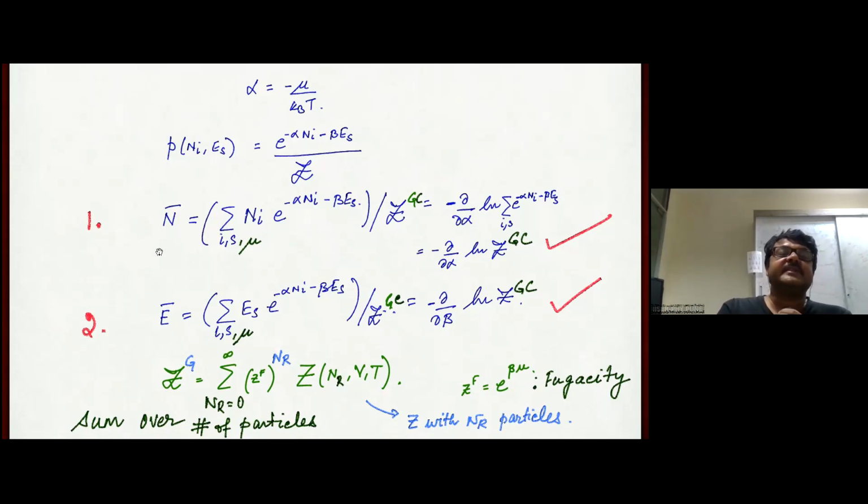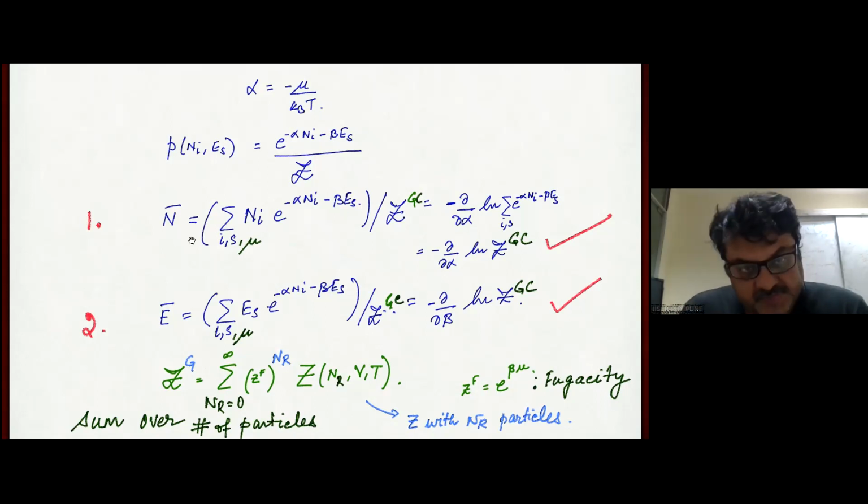Now you can easily calculate the average number of particles in the system. Yeah, because there is a fluctuation about the average.